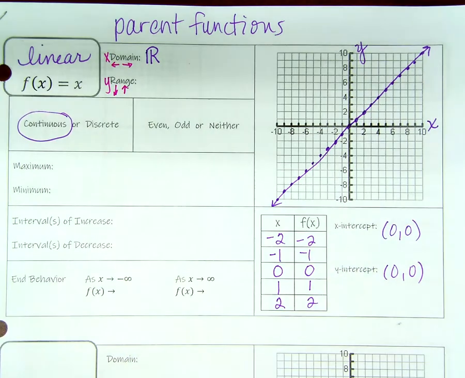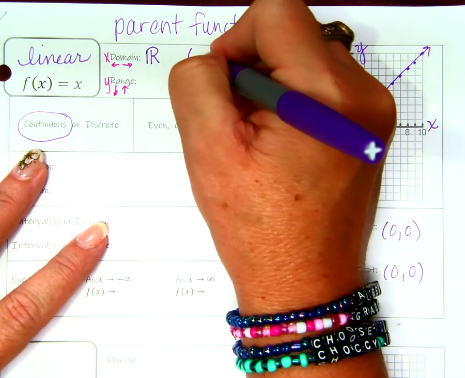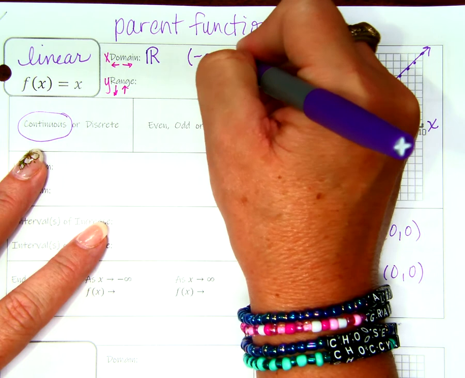Okay? But in Algebra 2, we also have to be able to write our domain in interval notation. So can I show you what that looks like? Yes. It looks like this. Negative infinity to positive infinity.